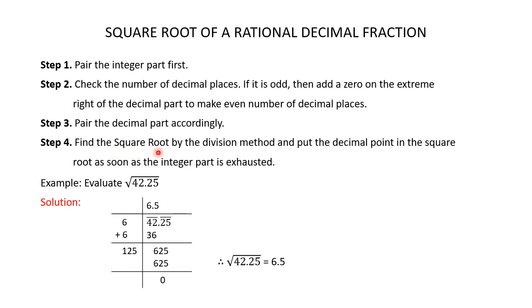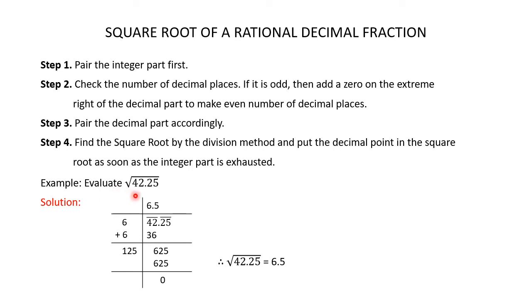Next, you have to find the square root by the long division method. While doing this, you have to put the decimal point in the square root as soon as the integer part is exhausted. Let's understand this with an example.